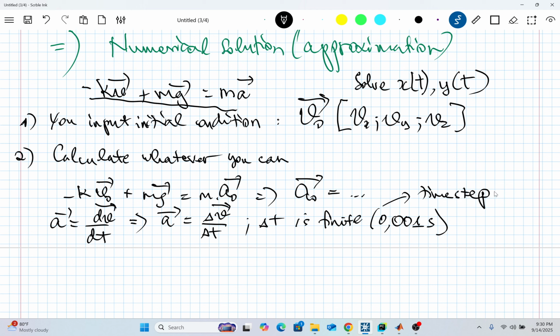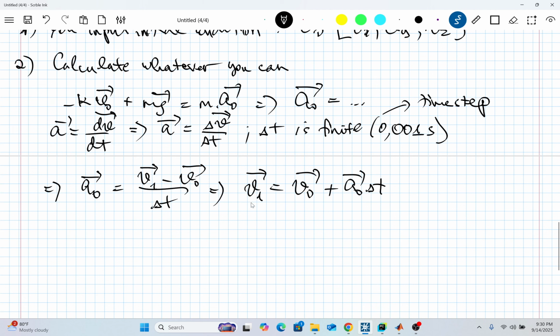The smaller your time step is, the more accurate and more stable your simulation becomes. Here you can see that a0 equals v1 minus v0 over delta t. Then you can directly solve for v1. You can use v1 equals v0 plus a0 delta t, and then you have v1.